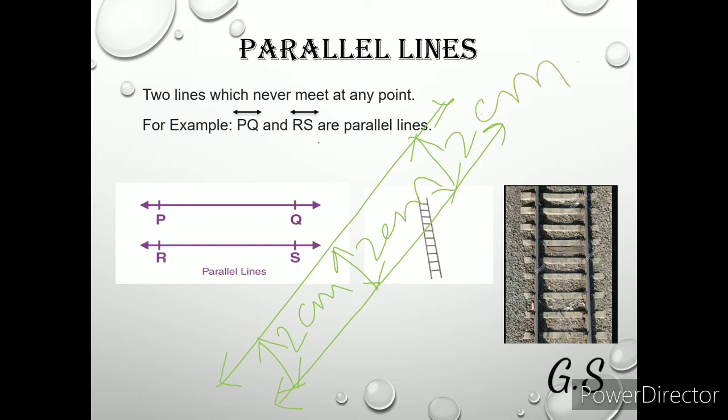An example is a ladder. You can see a ladder as an example, and again we can see the example of a railway track. Their distance never changes, so a railway track is also an example of parallel lines.